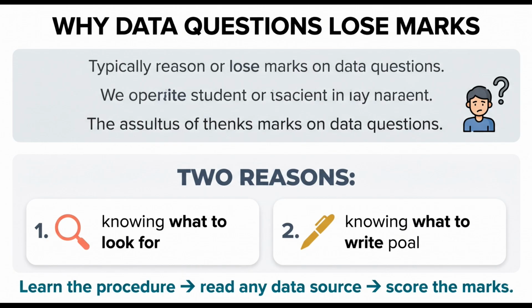The first is not knowing what to look for, which values matter, where the axes are, what the columns in the table represent. The second is not knowing what to write, whether this question wants a description, an explanation, or a suggestion. Both of these are procedure problems, and procedures can be learned. You don't need more memorization, you need a reading protocol and a writing formula. That's exactly what this video gives you.